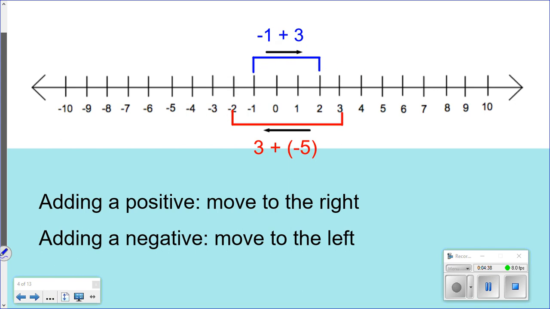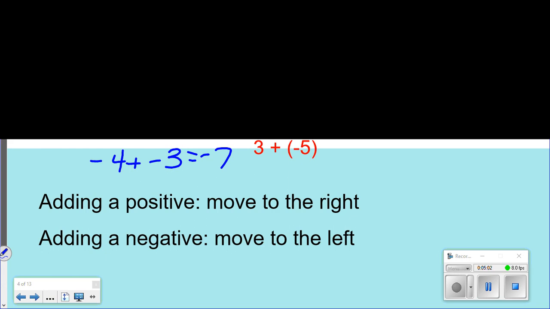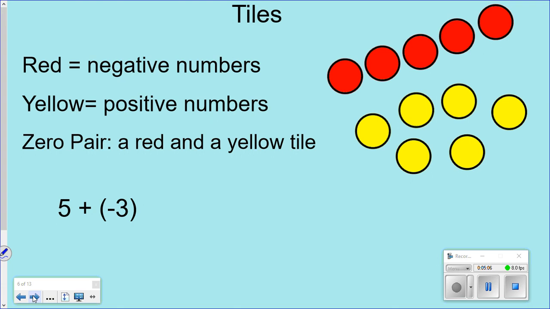And I'm going to do one more quickly. So let's say I add -4 plus -3. Well, I'm going to find -4 on my number line. And how many spaces am I going to move this time? 3 to the left, right? So 1, 2, 3. There it is. That's where I end up. So that's how you use the number line. Okay? I'm guessing a lot of you won't use it, but I just want to make sure you know how it works. So my next one, we're going to skip past here, is tiles.